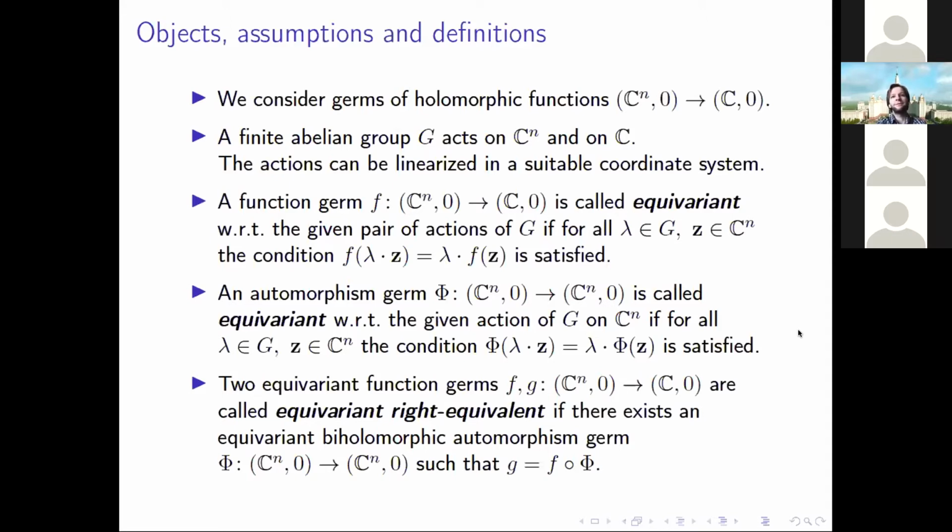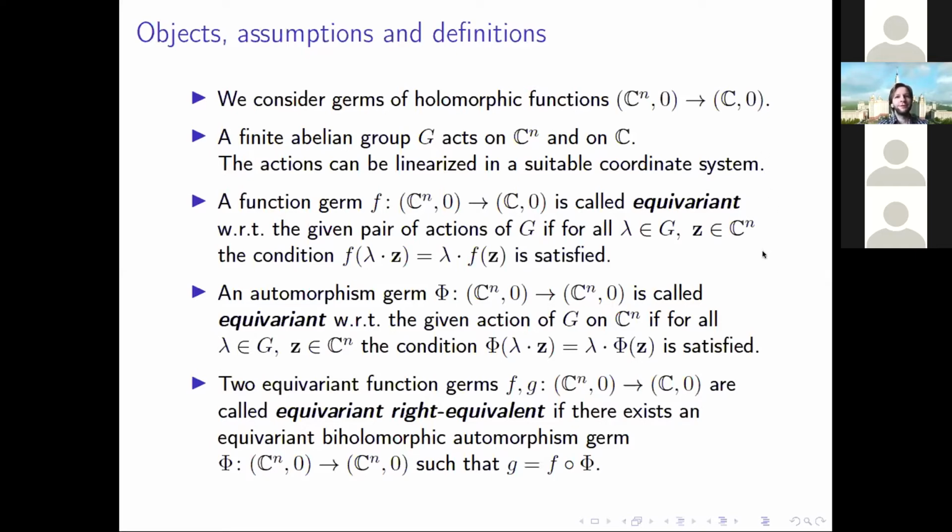So the general setting will be as follows. We consider multivariate complex analytic functions, or more precisely, their germs. So we are only interested in the function's behavior in the neighborhood of the origin. All our functions will vanish at the origin. And we assume that there is a finite abelian group G that acts on both Cn and C. Due to Bochner's linearization theorem, we know that these actions can be linearized in a suitable coordinate system, at least locally. So we can think of them just as linear representations of the group. Moreover, these representations can be diagonalized, so they can be represented as direct sums of one-dimensional representations.